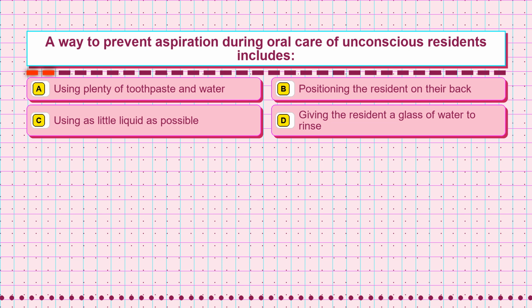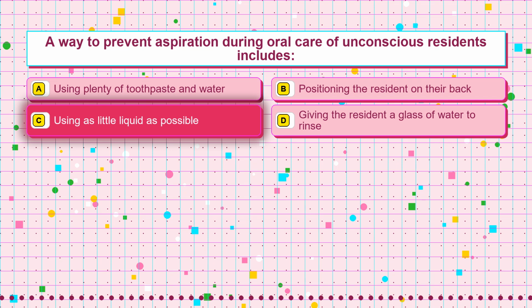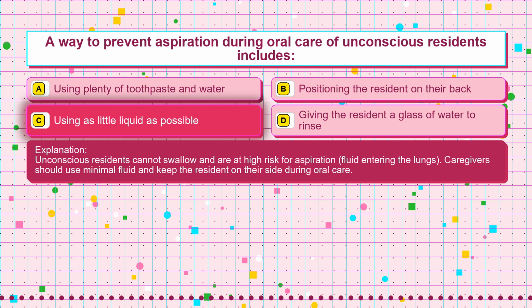Question 76. A way to prevent aspiration during oral care of unconscious residents includes Option A, using plenty of toothpaste and water. Option B, positioning the resident on their back. Option C, using as little liquid as possible. Option D, giving the resident a glass of water to rinse. The correct answer is option C, using as little liquid as possible. Unconscious residents cannot swallow and are at high risk for aspiration, fluid entering the lungs. Caregivers should use minimal fluid and keep the resident on their side during oral care.